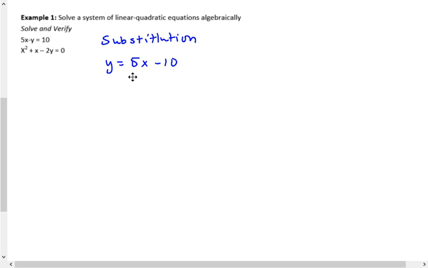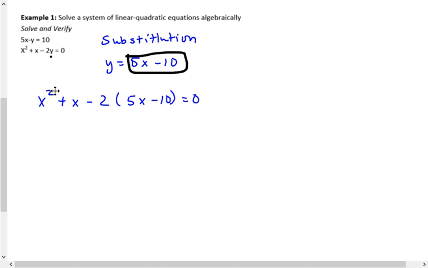So first thing that we're going to do is rearrange this first equation so that y is equal to 5x minus 10. I've just moved the y over to this side and brought the 10 over to that side. And then I'm going to take this value here and substitute that in for this y in that second equation. So this is that next step here. I've substituted 5x minus 10 in for y, and then I'm going to solve for x.